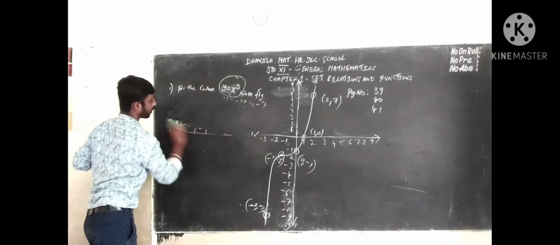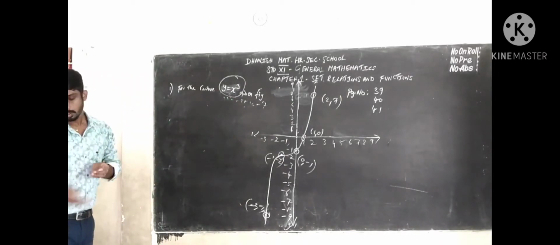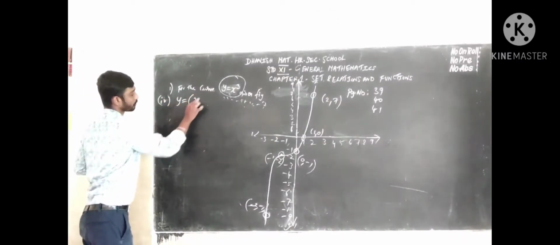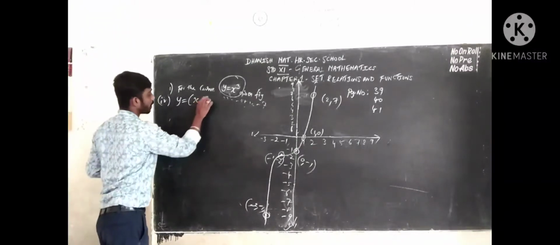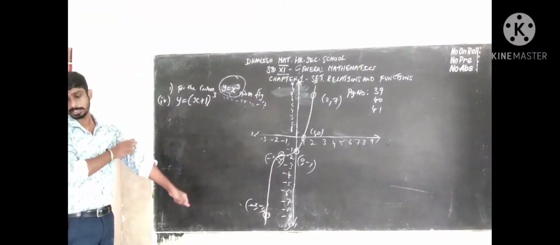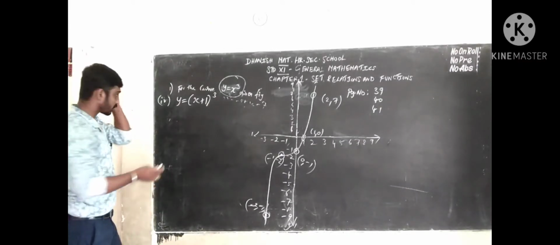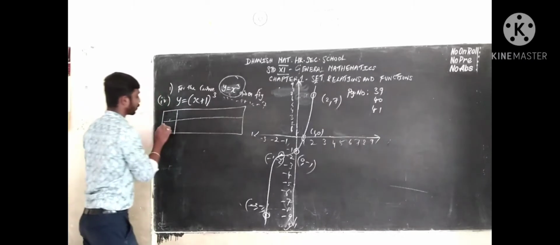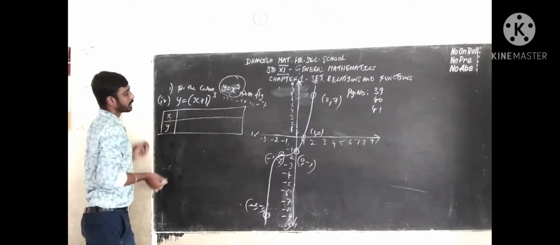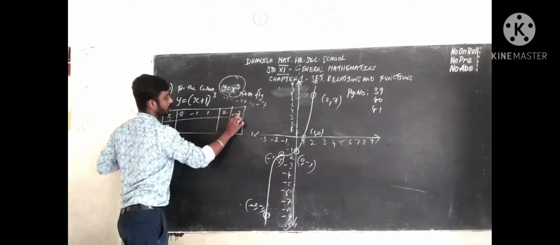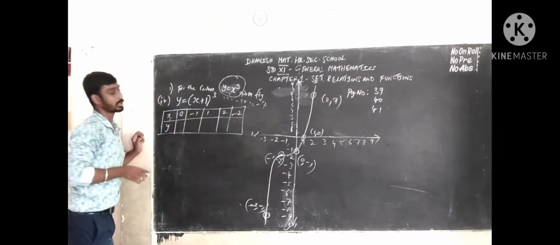What is the question given? Fourth question: y is equal to x plus 1 the whole cube. Here also you have to first find out the table. Now we have to draw the table of x, y, with values 0, minus 1, 1, 2 and so on. You have to draw the table like this.